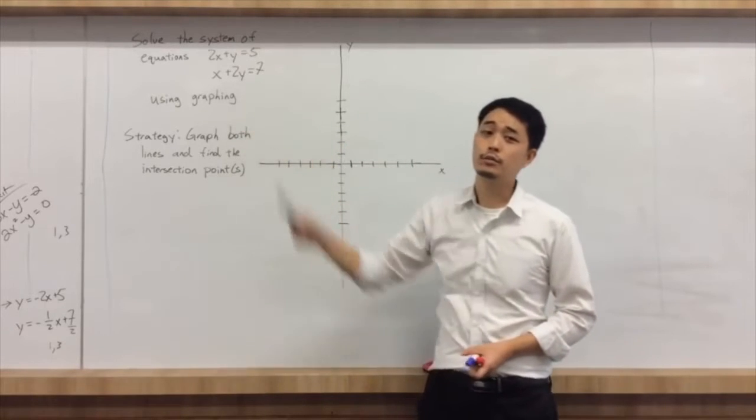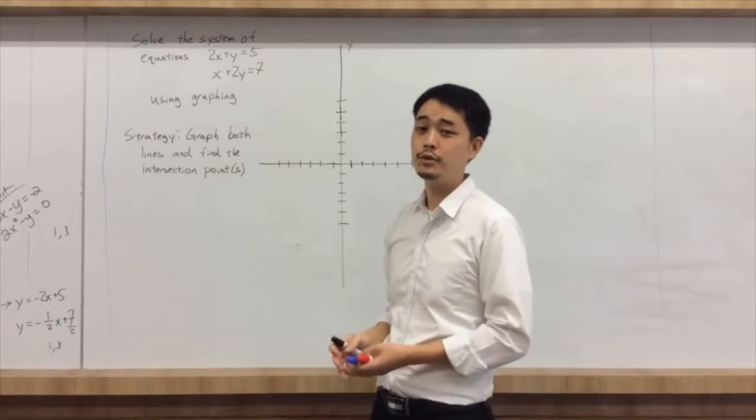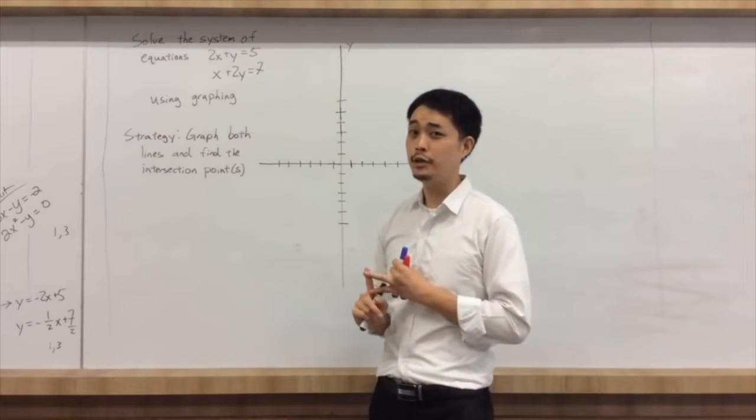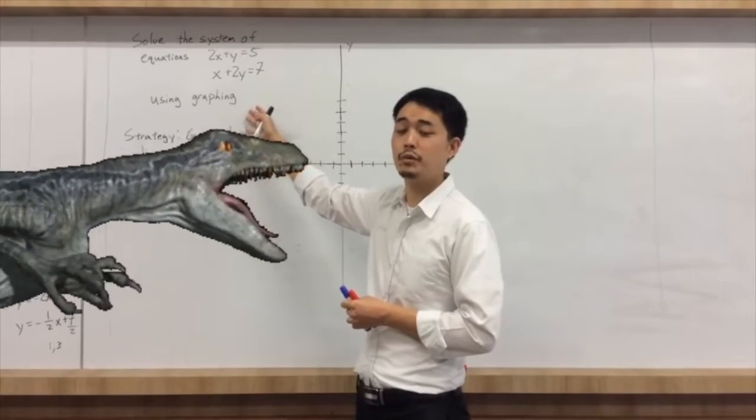and x plus 2y equals 7. Now you guys already know how to solve these problems using substitution and elimination. But today we're going to learn how to solve these problems.